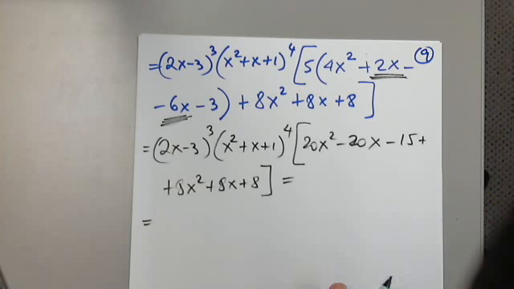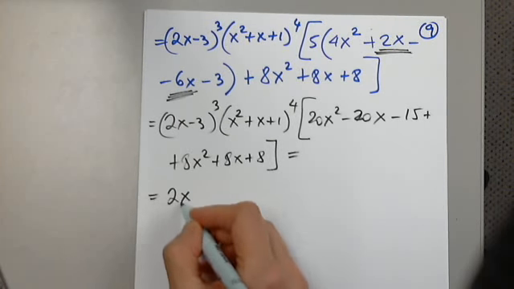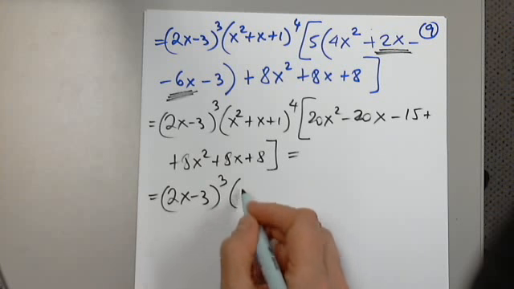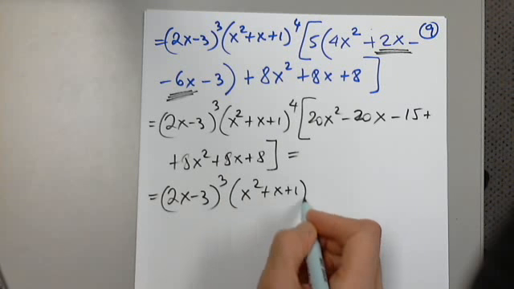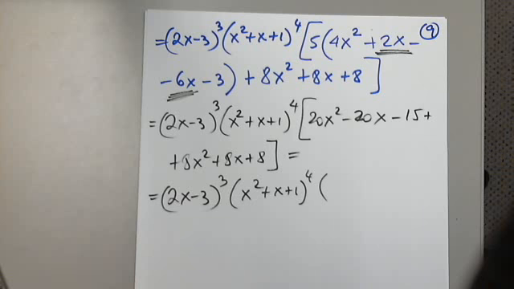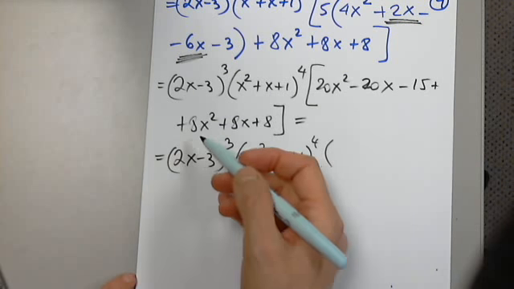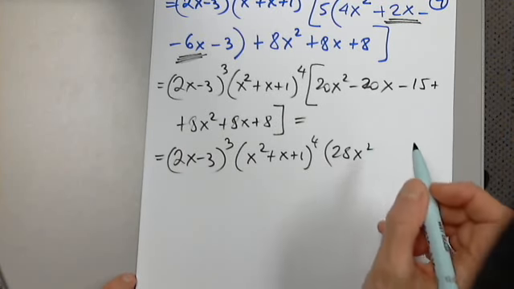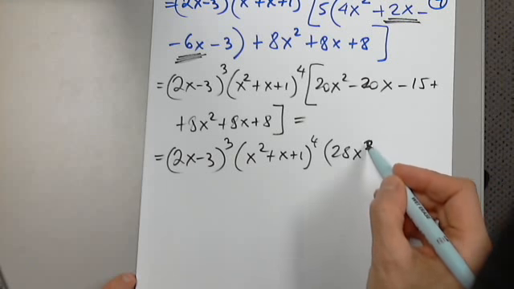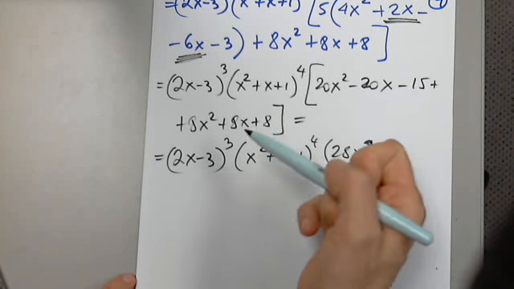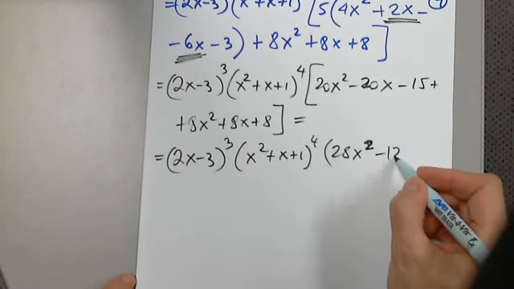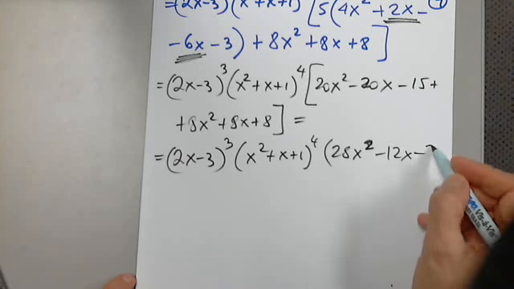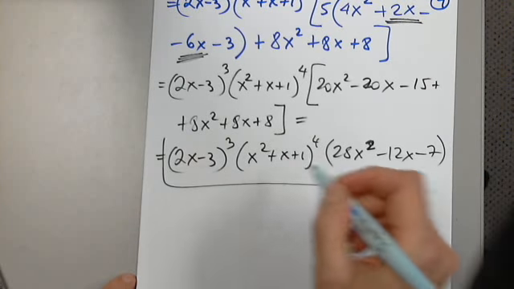All I have to do is now combine like terms inside. So 2x minus 3 to the 3rd, x squared plus x plus 1 to the 4th, they are just copied. And then 20x squared plus 8x squared is 28x squared. And negative 20x plus 8x is negative 12x. And this is minus 7. And this is it.